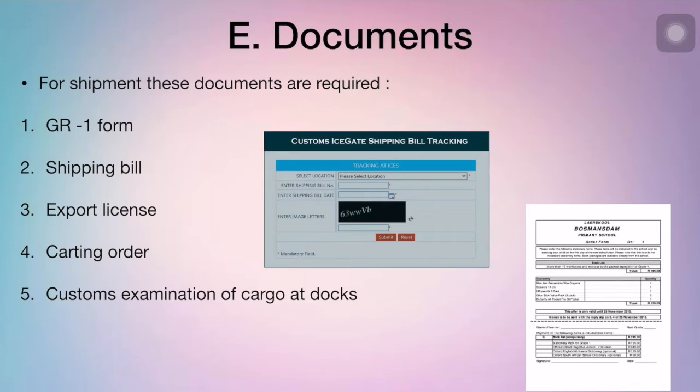Next, point E, we are talking about documents. What are the various documents required? So we have the GR1 form, right? This form is an exchange control document, and it is a compulsory document from the RBI, that is our central bank in India.